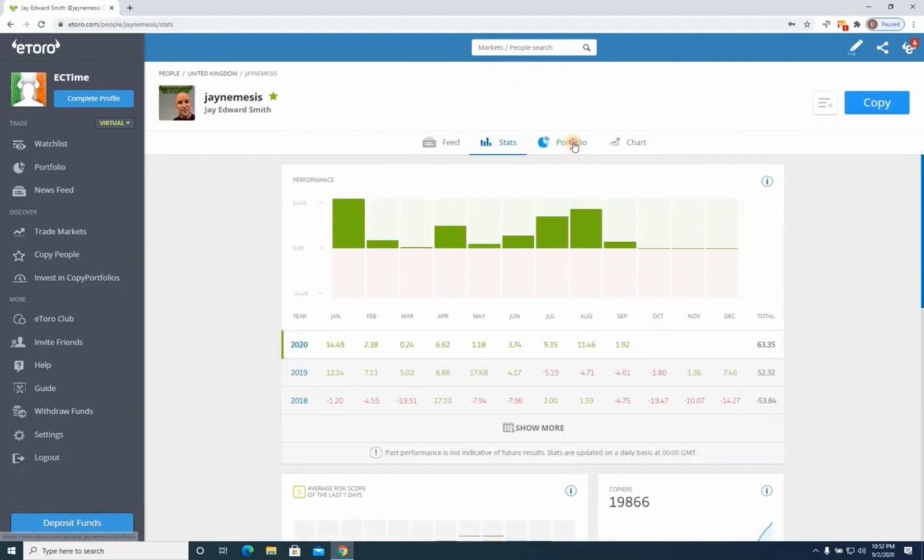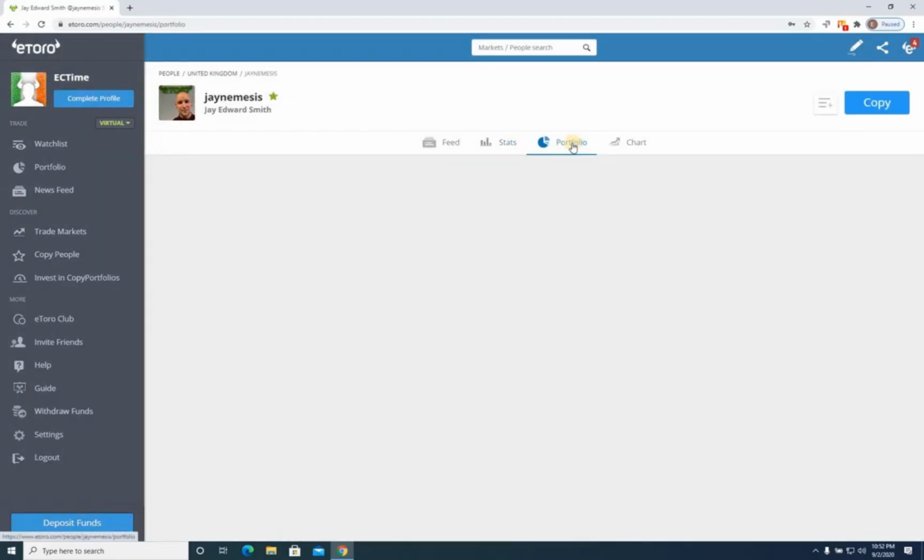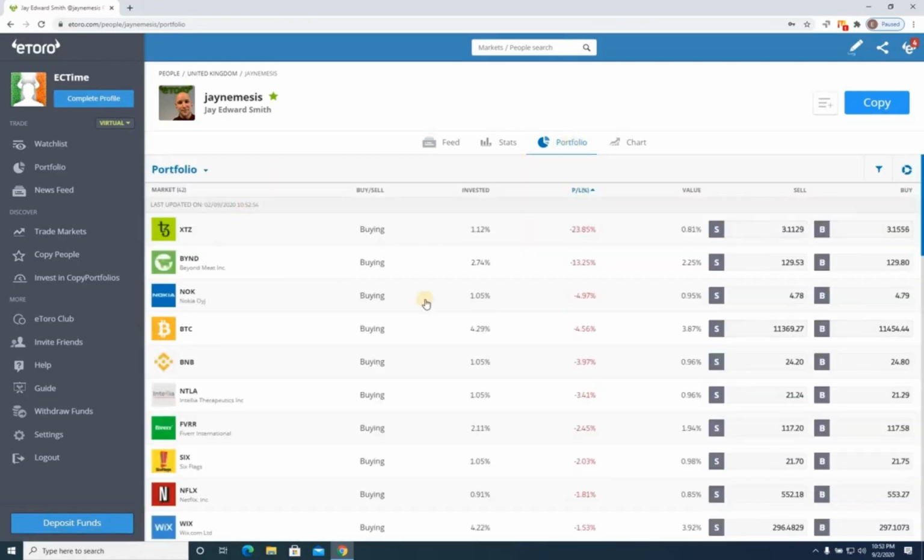Okay, and if you want to see what he's trading in, you go into his portfolio, and it's going to load up. So this is all his trades.